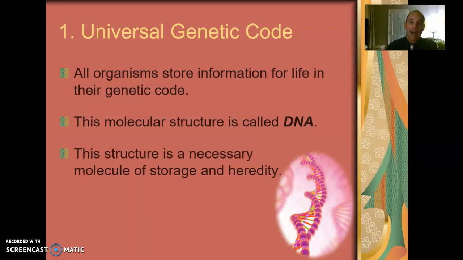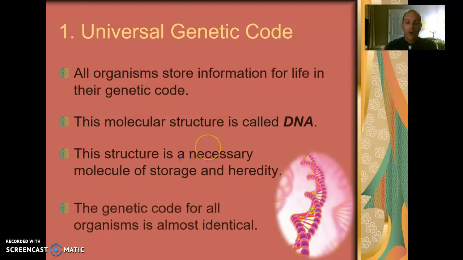So it's passed down from parent to offspring. You contain genes and traits from both your mom and dad. That's just the way it goes. The genetic code for all organisms is almost identical. We differ from the animals in this world by very little. And we'll get into that a little bit as well.